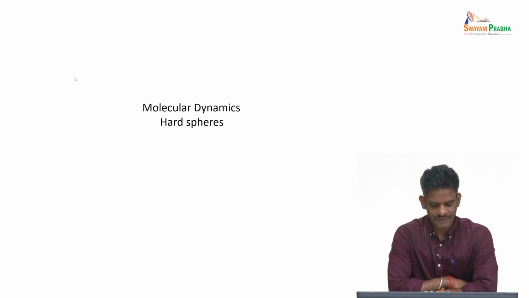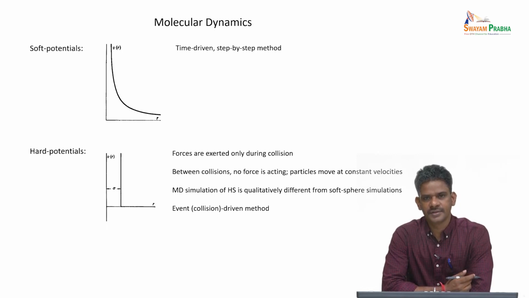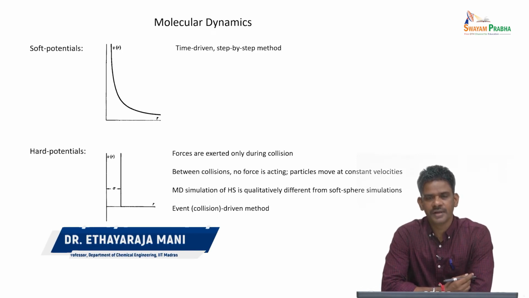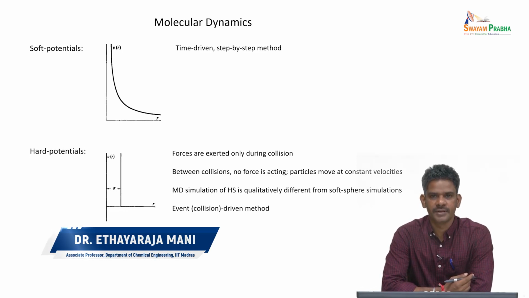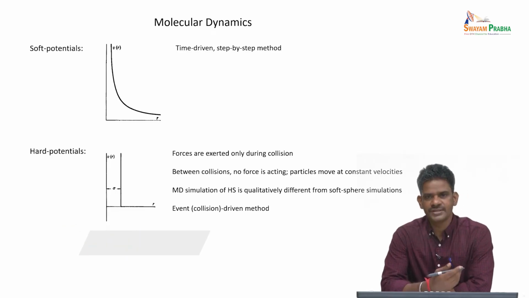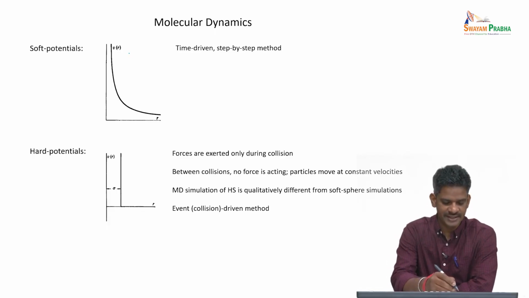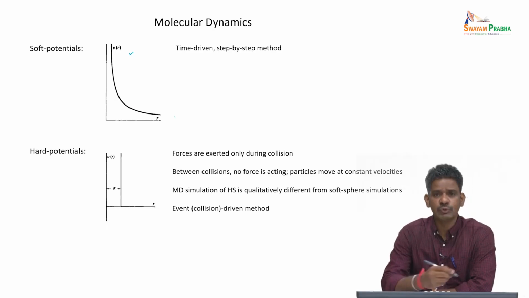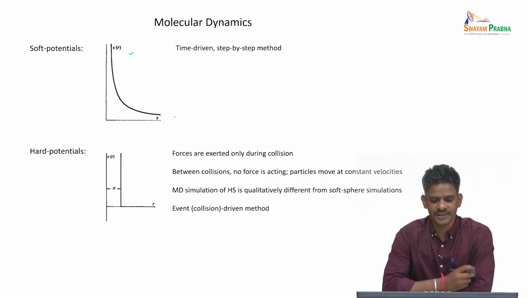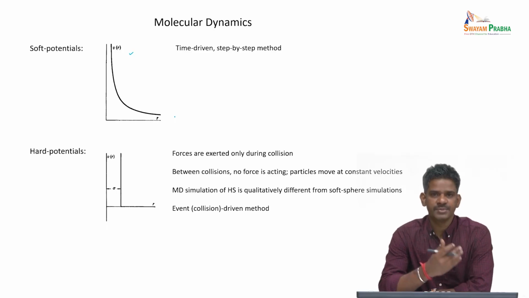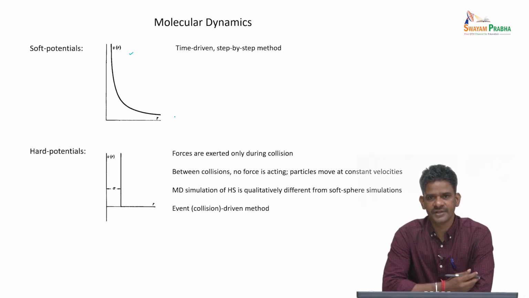In this lecture, we will discuss molecular dynamics of hard sphere systems. The molecular dynamics method or algorithm depends on whether we talk about soft potential or hard particle potential. For example, if you consider Lennard-Jones potential or soft repulsive potentials like this, where the potential energy smoothly varies as a function of the interparticle distance, we call these soft potentials. And all the algorithms we have discussed so far about finite difference method apply to these kinds of soft potentials.